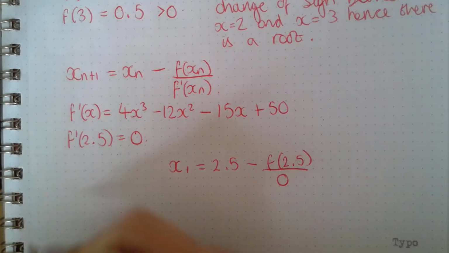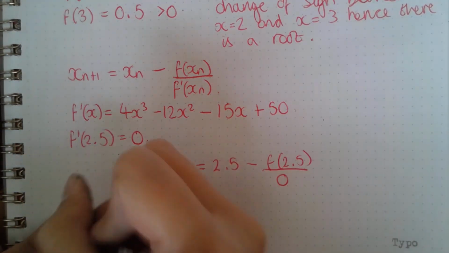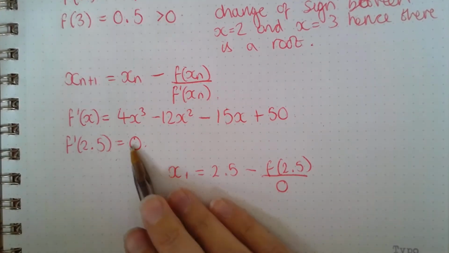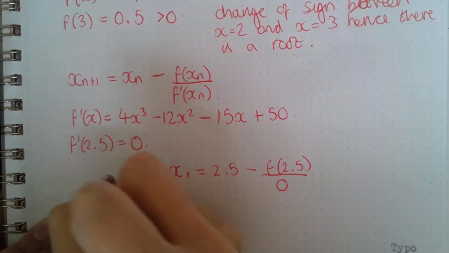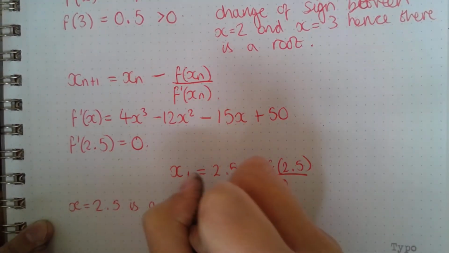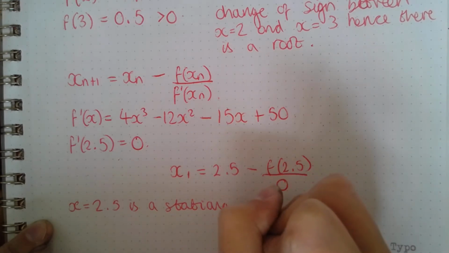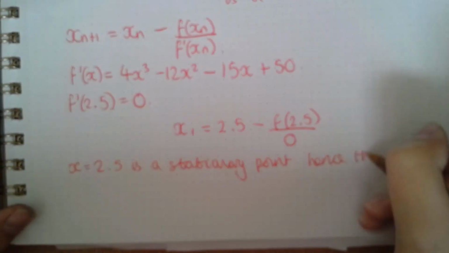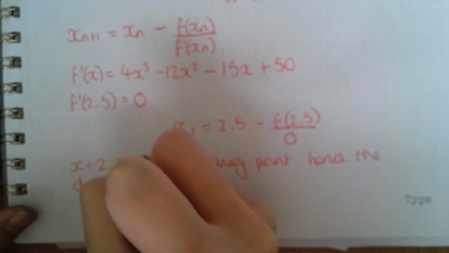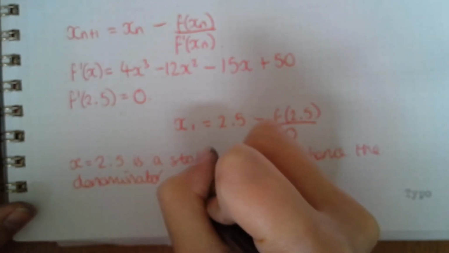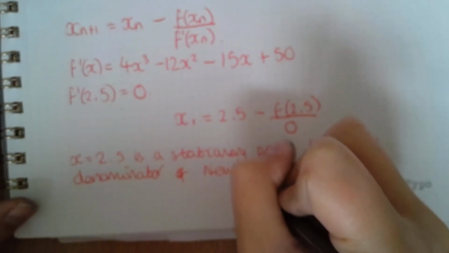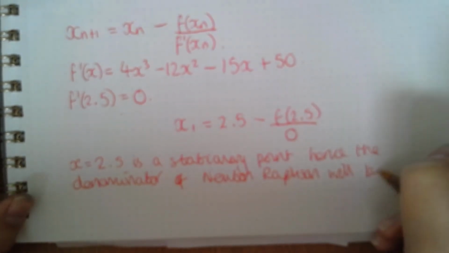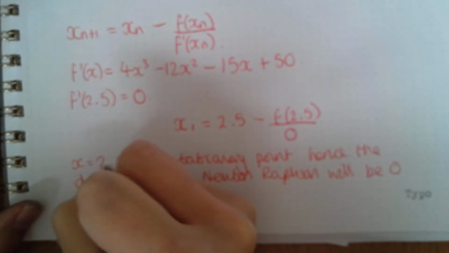Okay, so you just need to write a statement saying that 2.5 is obviously a stationary point, okay, because our differential is equal to 0. So x equals 2.5 is a stationary point, hence the denominator of Newton-Raphson will be 0, meaning the process won't work.